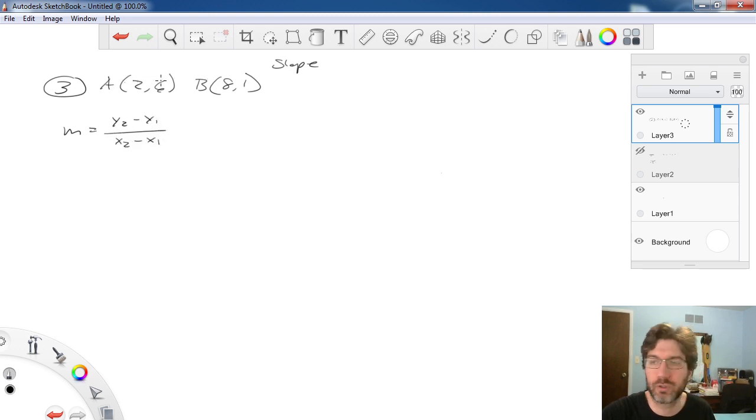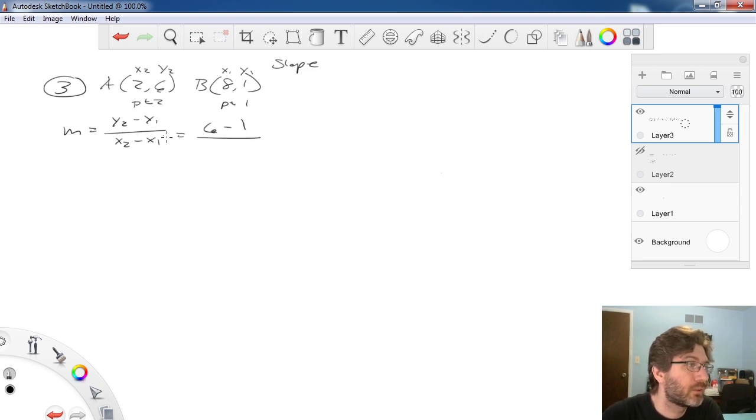Again, it doesn't matter which one you pick as which point. Let's pick this as our first point this time. That's point 1, and this is point 2. So this would be x2, and this would be y2. This would be x1, and this would be y1. Doesn't really matter. So in that case, y2 is 6 minus y1, which is 1, all over x2, which is 2, minus x1, which is 8. Just make sure you get your order correct.